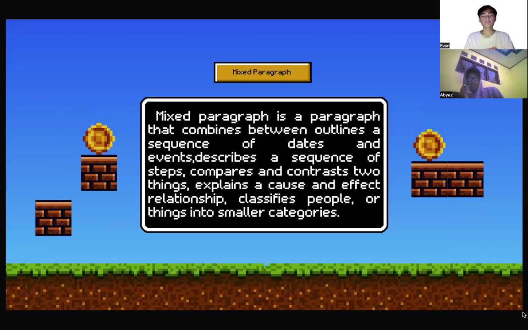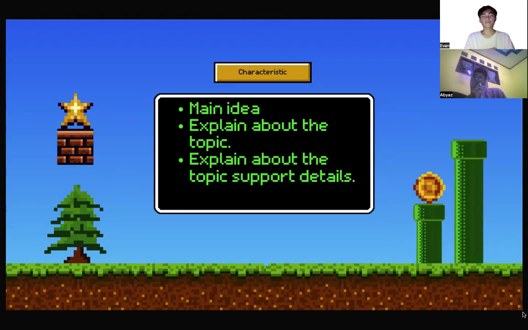Next is the paragraph types. Each paragraph type outlines a sequence of dates and events, describes a sequence of steps, compares and contrasts two things, explains a cause and effect relationship, or classifies people or things into smaller categories. There are many characteristics. First, the main idea. Second, explanation about the topic. And last, the supporting details about the topic.